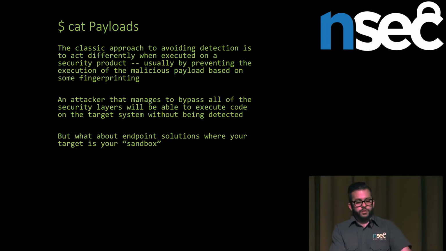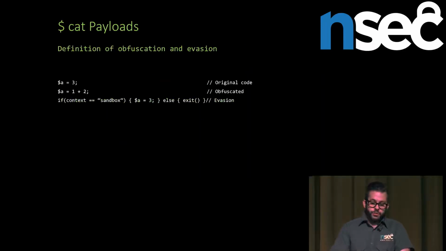So I'll cover some of the examples that I personally use when I do phishing campaigns. Just to be clear, I'm going to define my definition of obfuscation and evasion. If you look at the variable equal 3, it's the original code, right? The concept of obfuscating code is to have the same result, but written differently. So instead of just putting 3, I'm going to obfuscate it and change it to 1 plus 2. The result is the same, but if they're performing static analysis and they're looking for the malicious 3, in this case, they're not going to see the 3, right?